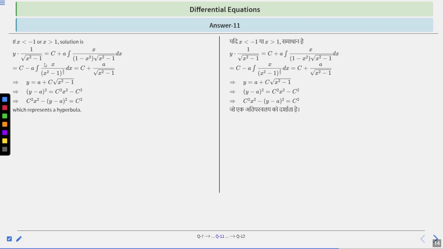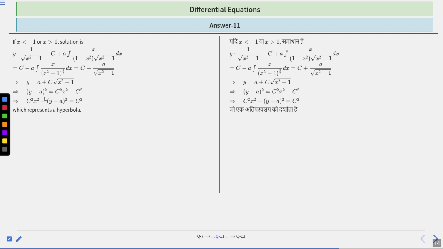Therefore, c minus a times the integration of x upon x square minus 1 to the power 3 by 2 dx is equal to c plus a upon root over x square minus 1, which after simplification you will get y is equal to a plus c root over x square minus 1.